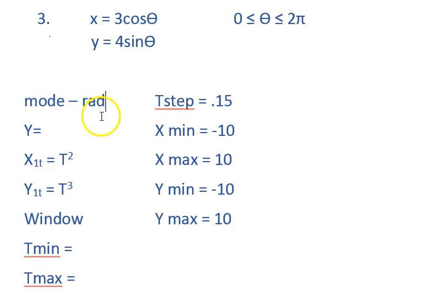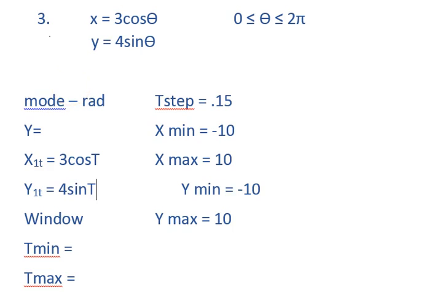And once you're there, you can go back to your x1 and type in 3 cosine t, which will be t from your window, because when you hit the x button, a t will come up. And then 4 sine t as your y. That's in your y equals again. That's where you're typing it in.